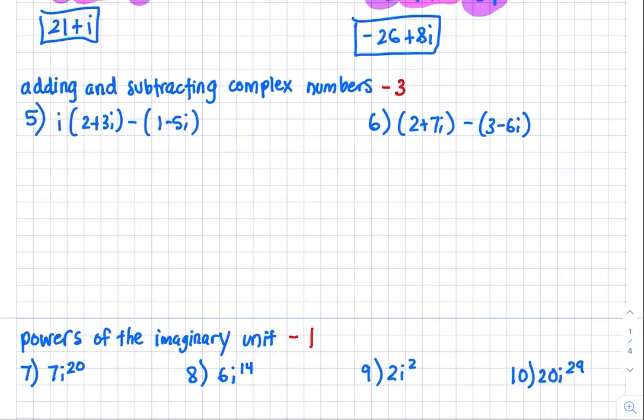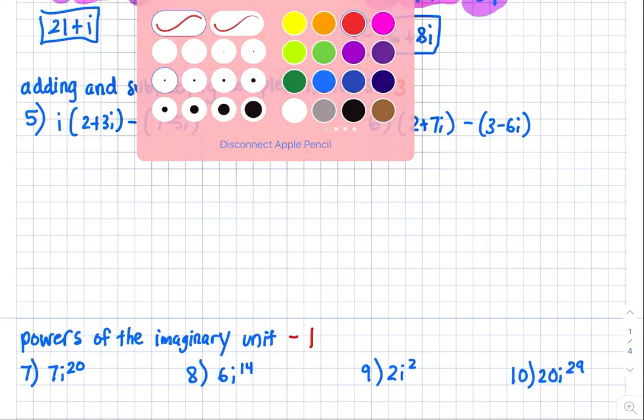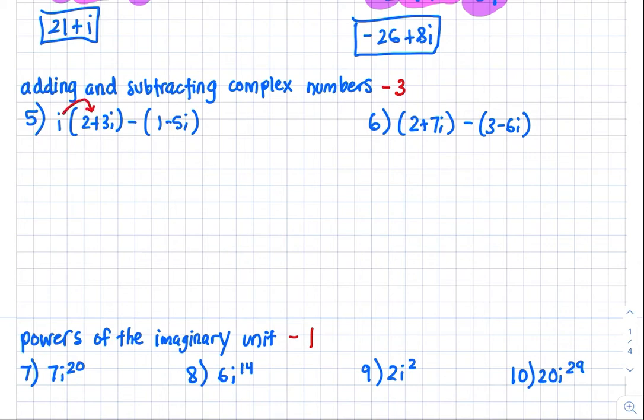Adding and subtracting. Okay, so first we gotta distribute the i to both of these, and we gotta distribute this negative 1 to both of these on the inside. So we're gonna get i times 2, 2i, i times 3i. So it's gonna be 3i squared, but remember i squared is negative 1, so it's gonna be minus 3. Negative times 1 is negative 1. Negative times negative 5i is plus 5i. Collect like terms, so we're going to get negative 4, that's from the negative 3 minus 1. 2i plus 5i, 7i.